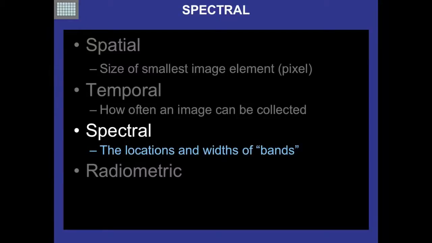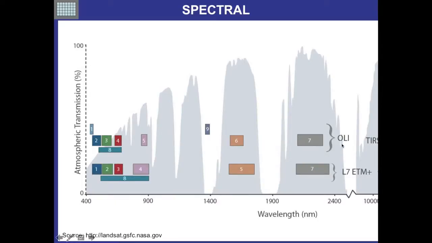Let's take a look at the definition here. Spectral resolution can be defined as the locations and widths of bands, or the different cameras that I was just talking about. But let's take a concrete example of Landsat, OLI, the Operational Land Imager, and see what that means. Landsat has a number of bands, or OLI has a number of bands, a number of cameras if you will. Bands 2, 3, and 4 are the familiar blue, green, and red bands, but there's some other ones which are very important. For example, band number 5 is the red edge band.